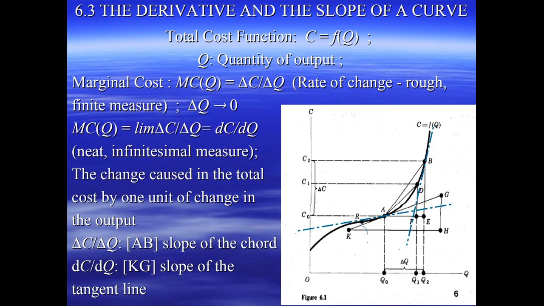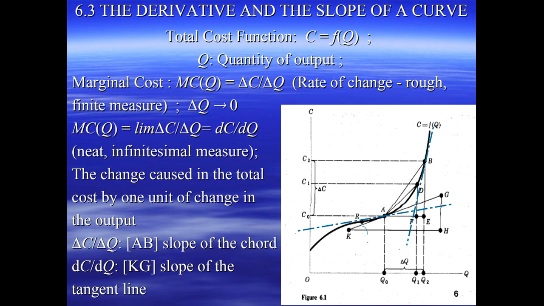So we are at 6.3, the derivative and the slope of a curve. So the geometric meaning of the derivative. We will be studying the geometric and also the economic meaning of the derivative. Here in our book, it is done with an example. We take a total cost function.